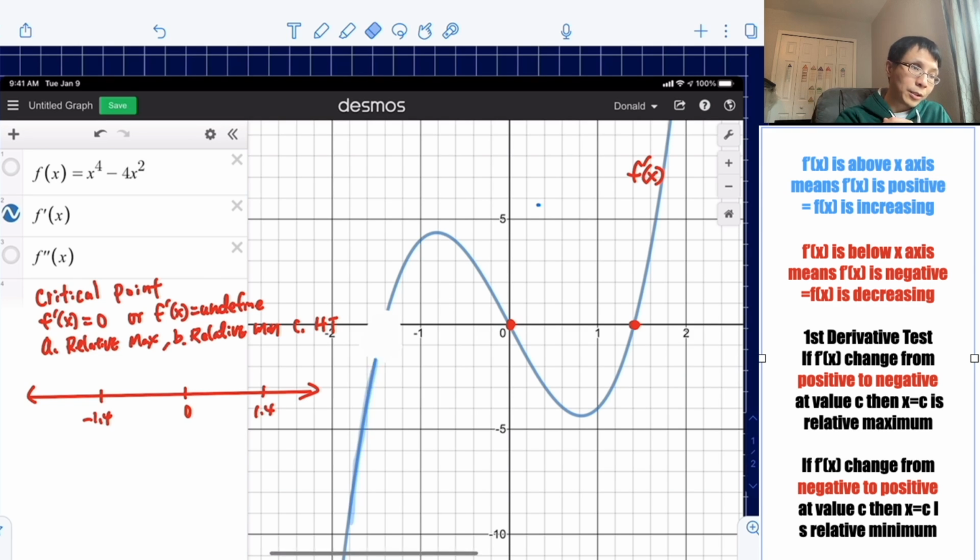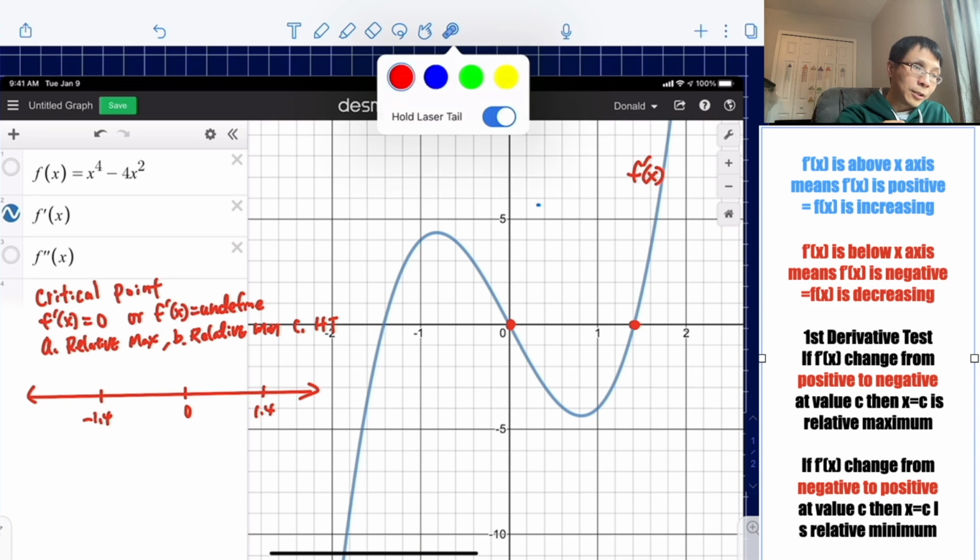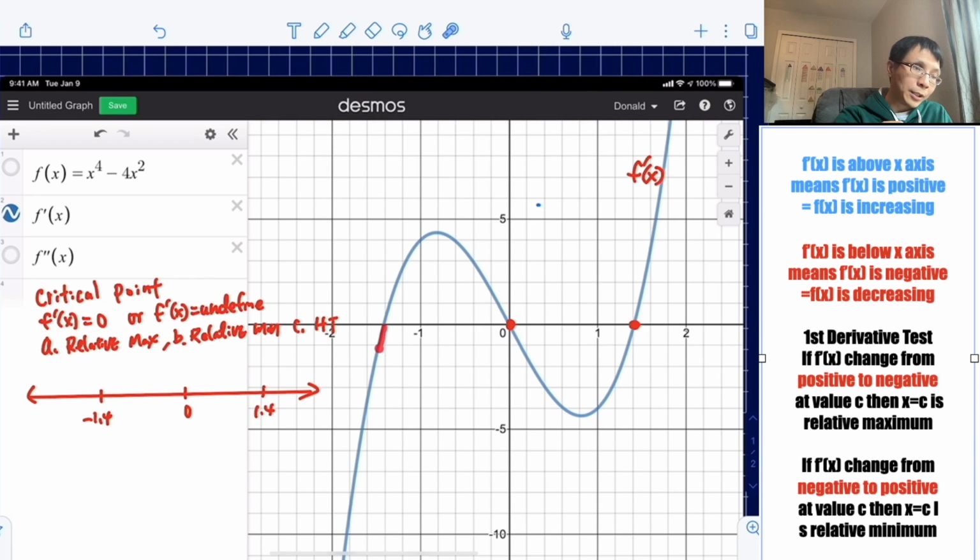So I'm gonna erase this. Sorry, I'm gonna use the tracer. So here it's gonna be negative below the x-axis. If it's below the x-axis, this should be a negative sign. So I'm going to write down between negative infinity and negative 1.4. This one's going to be a negative sign.